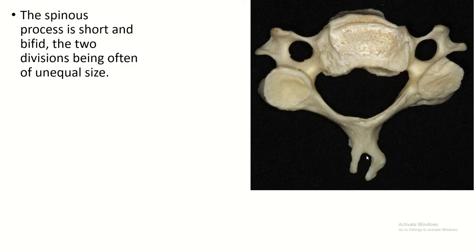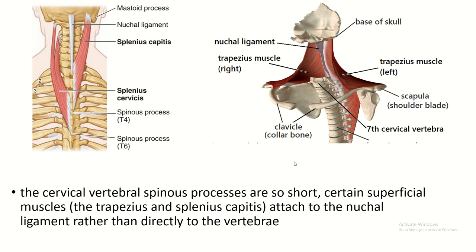The spinous process is short and bifid, the two divisions being often of unequal size. Because the cervical vertebral spinous processes are so short, certain superficial muscles, the trapezius and the splenius capitis, attach to the ligamentum nuchae rather than directly to the vertebra.